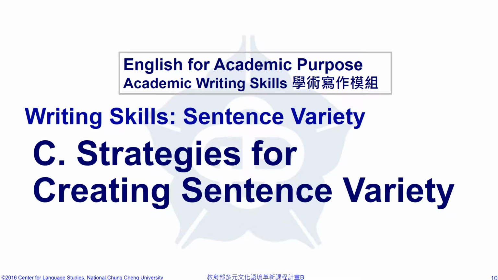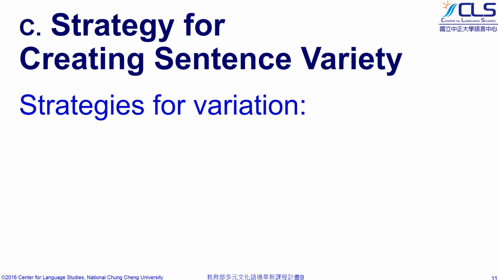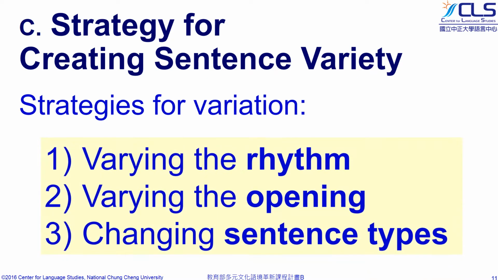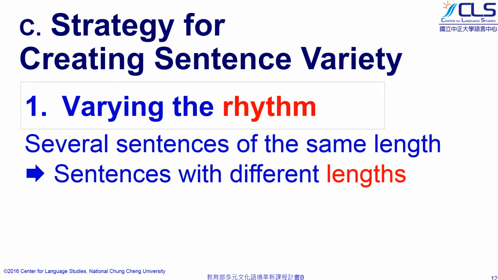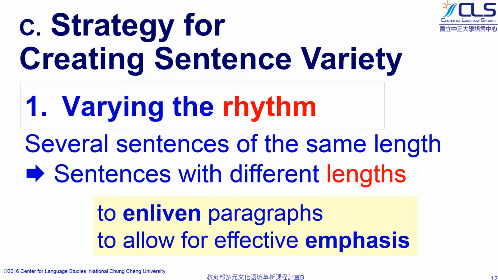And next, what are some strategies for writing sentence variety? Here are some strategies for variation. We can vary the rhythm, the opening, and change sentence types. To create sentence variety in writing, we can first vary the rhythm by alternating short and long sentences, by changing the length of some of the sentences to enliven paragraphs and to allow for effective emphasis.